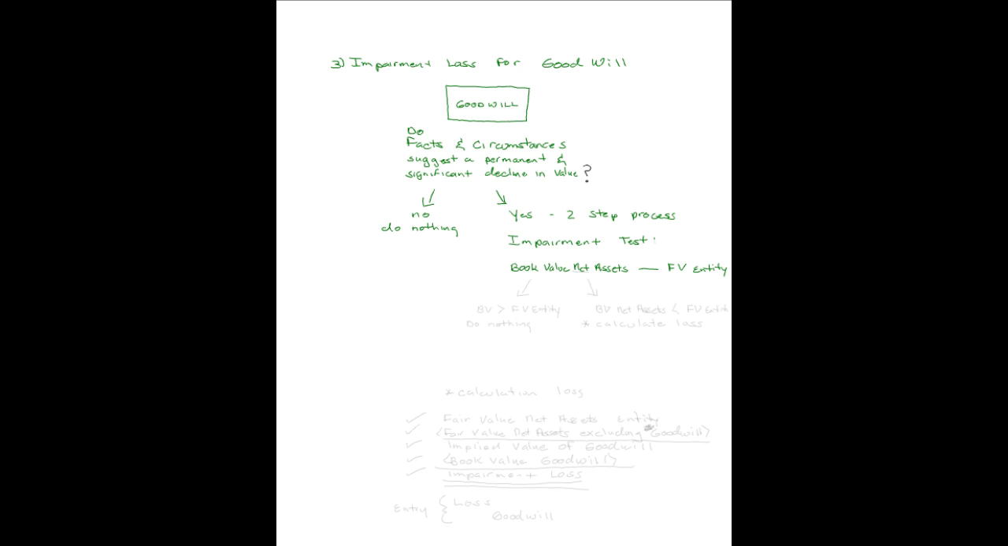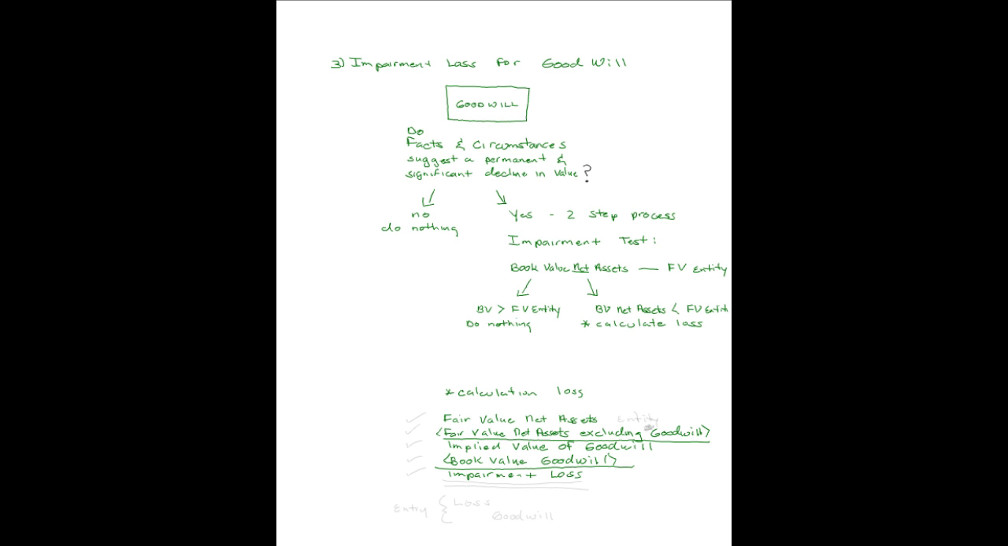The impairment test has you compare the book value of the net assets with the fair value of the entire entity. If the book value of net assets is greater than the fair value of the entity, you get to, oh voila, do nothing. If the book value of your net assets is less than the fair value of your entity, you get to calculate a loss. And how do you calculate that loss? Let's review that. Calculation of the loss.